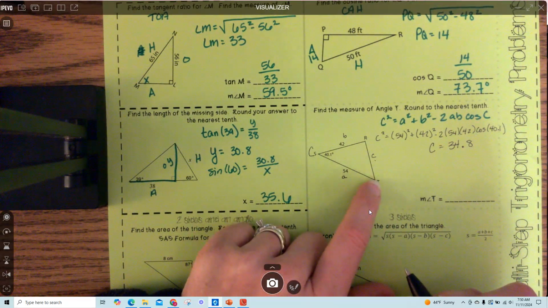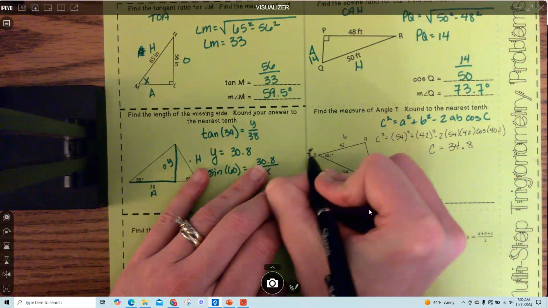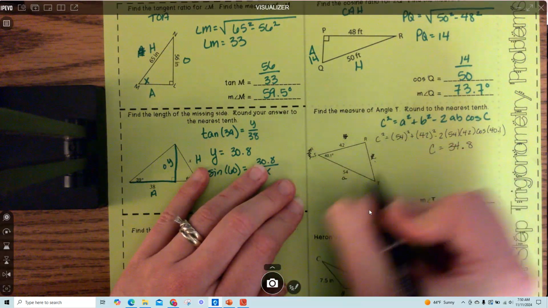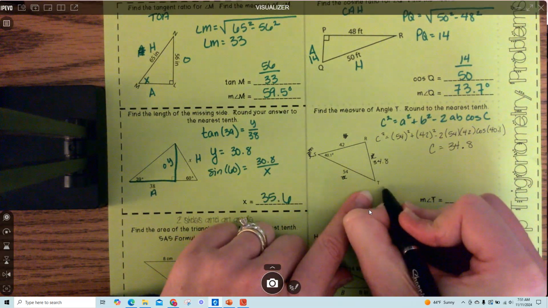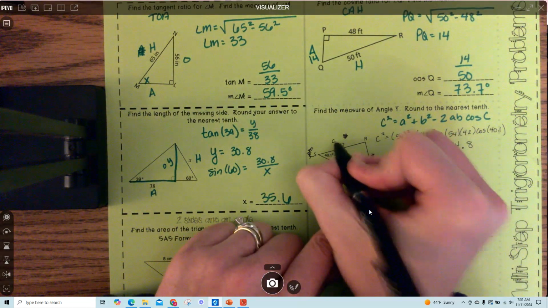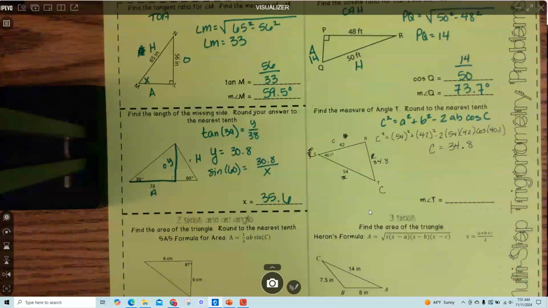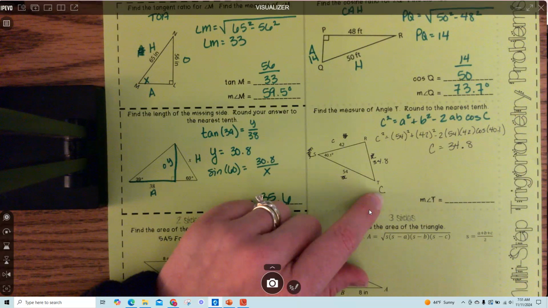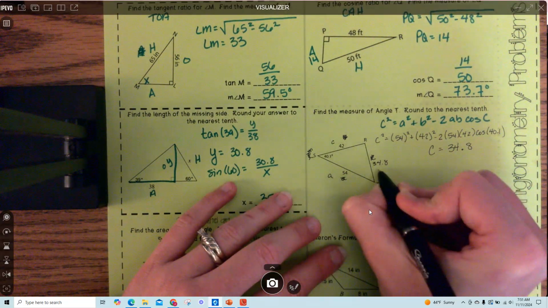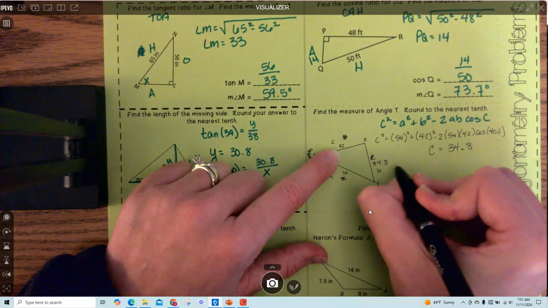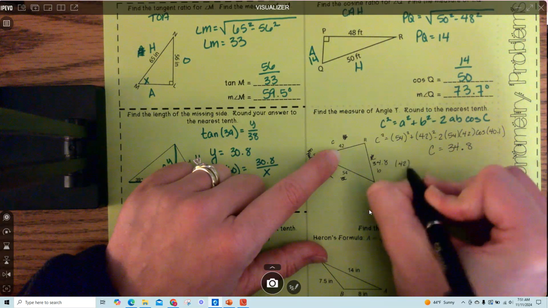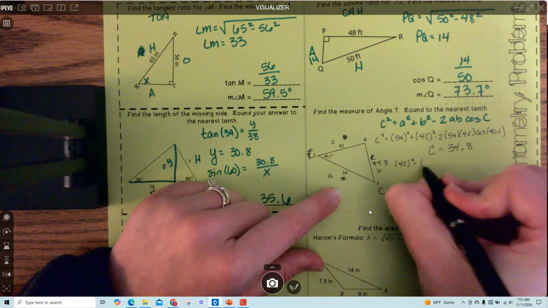If I want to find this angle measurement, all of these now change. So we're going to say this is 34.8. This is now my big C. This is now my little c. Because we're looking for the angle measure now, and the angle measure has to be c. It doesn't matter which ones of these are a and b. Same formula, little c. So that's going to be a 42 now. A is a 54.